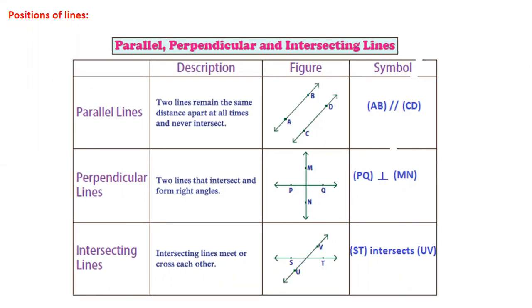Perpendicular. You said we have two positions, you told me? Three. We have three. What is the first one? Parallel. The second one? Perpendicular. And the third? Intersecting lines. Okay, can you tell me which lines we call parallel lines?